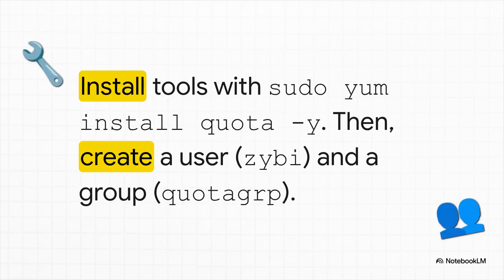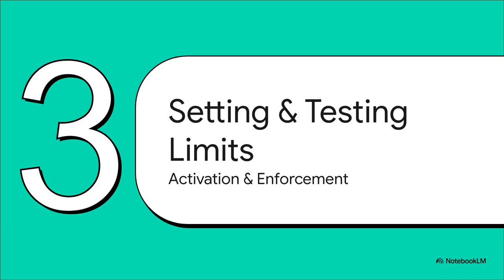Next up, we install the software we need, which is super easy, just a sudo yum install quota. Once that's done, we'll get our test dummies ready. We'll create a user named Zaibi, a group called quotagroup, and we'll even add a second user, Hamza, to that same group. This gives us everything we need to test quotas on a single user and on a shared group. With our environment all prepped and ready to go, we can get to the main event: actually activating, setting, and then testing our disk quotas.